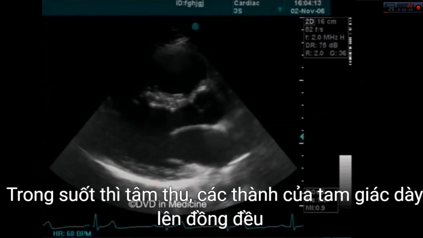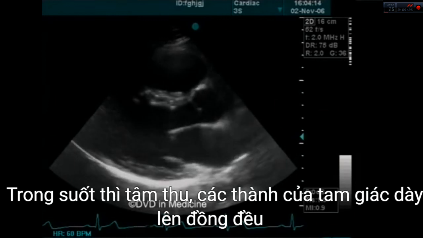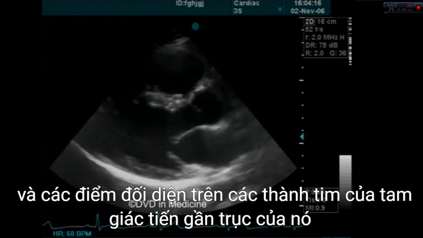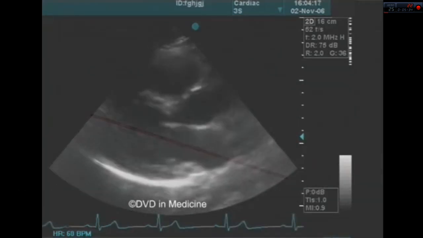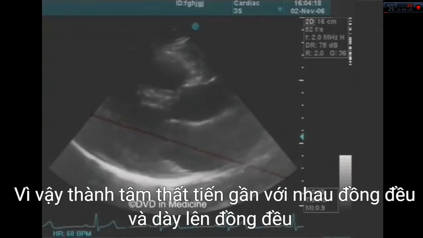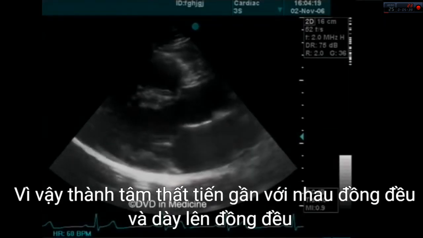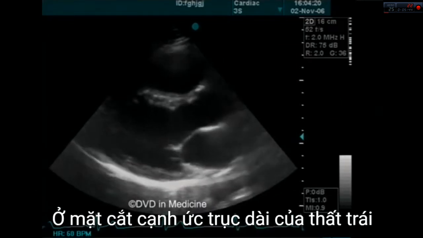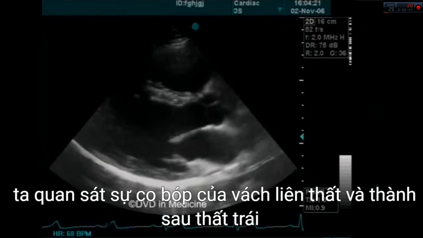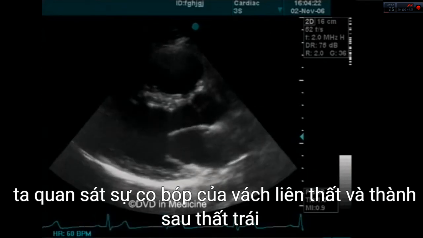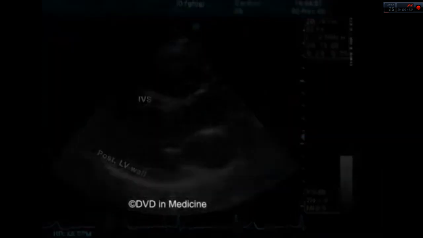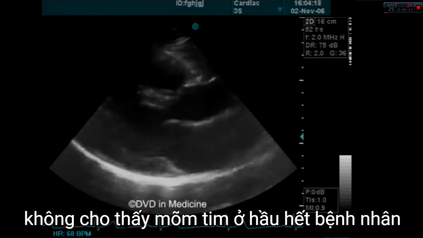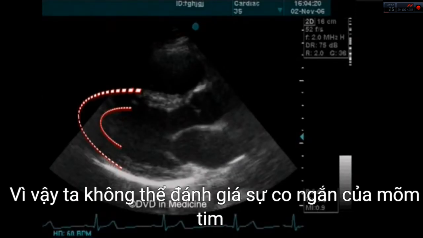During systole, the walls of the triangle thicken uniformly. The tip of this triangle approaches the base, and the opposite dots on the walls of the triangle approach their axis at equal distances. Therefore, the ventricular walls uniformly approach each other and uniformly thicken. On the parasternal long-axis view of the left ventricle, one observes the contraction of the interventricular septum and the posterior left ventricular wall. The parasternal long-axis view does not show the apex in most patients. Therefore, one cannot assess its shortening.